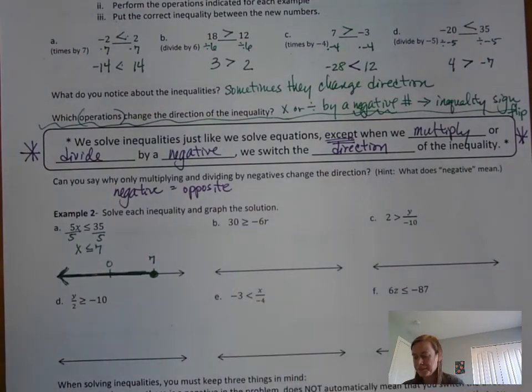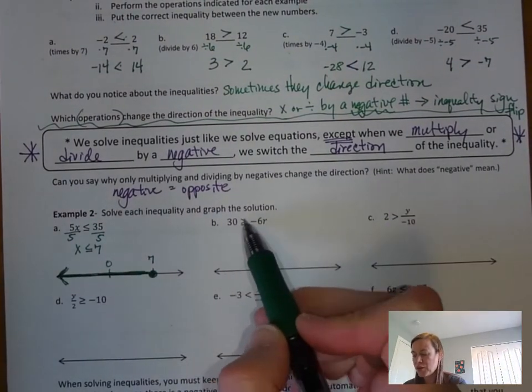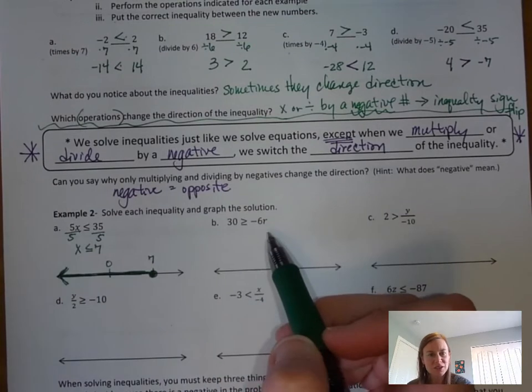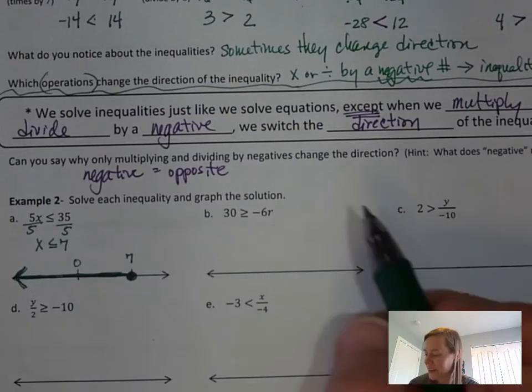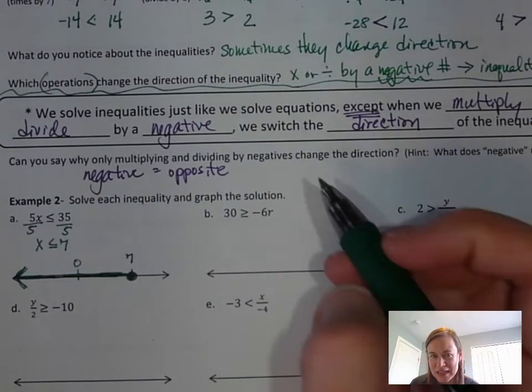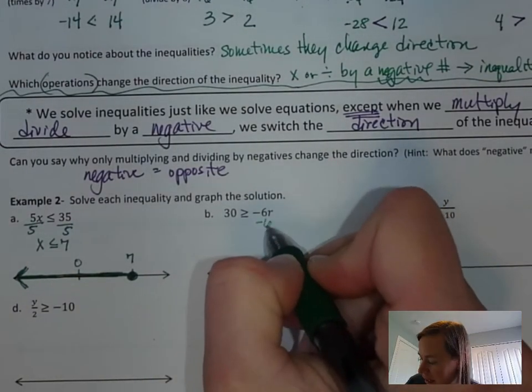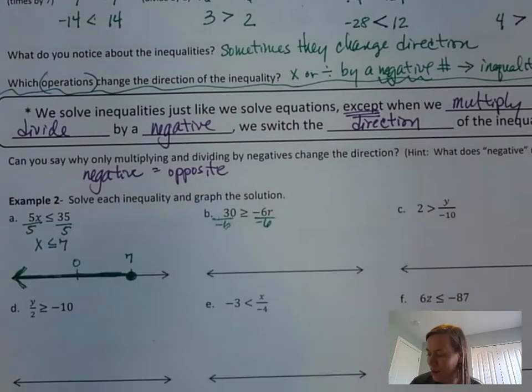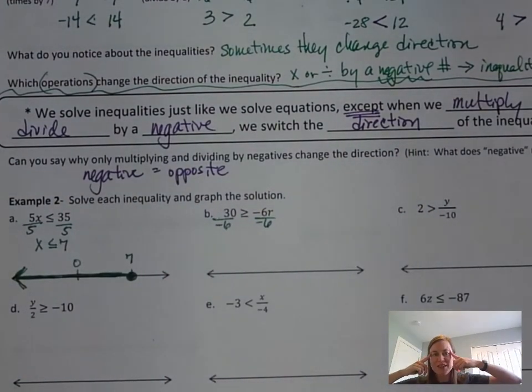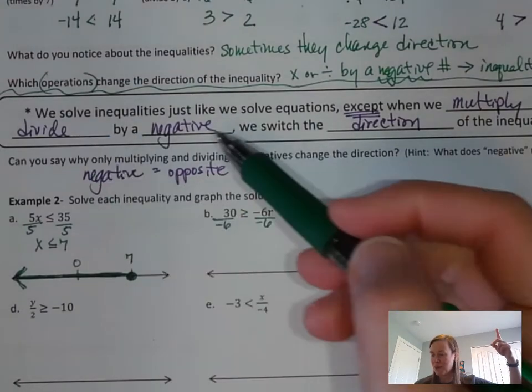Let's do the next one. 30 is greater than or equal to negative 6r. Let me get this a little closer. Okay, there we go. So we need the r by itself, which means we need to divide by negative 6 to get rid of the negative 6. And hopefully some kind of alarm bell is going off in your mind because what did we just do? We just divided by a negative.